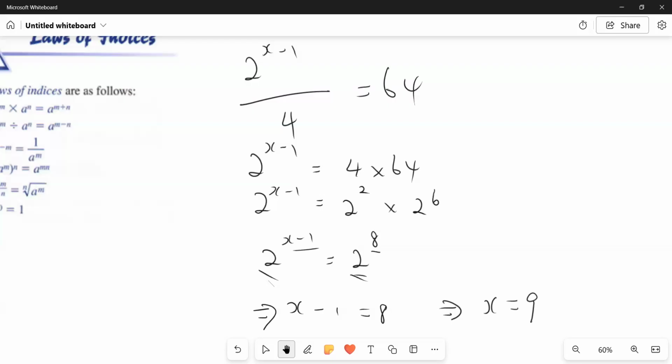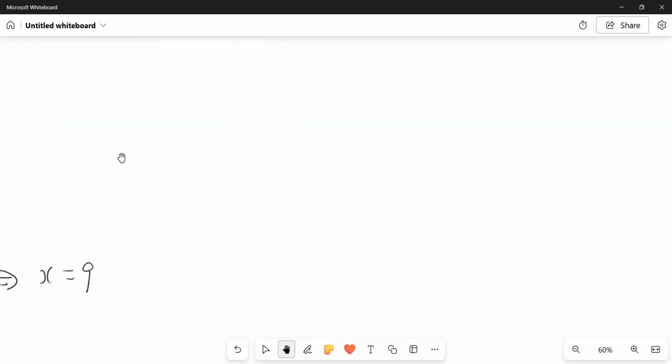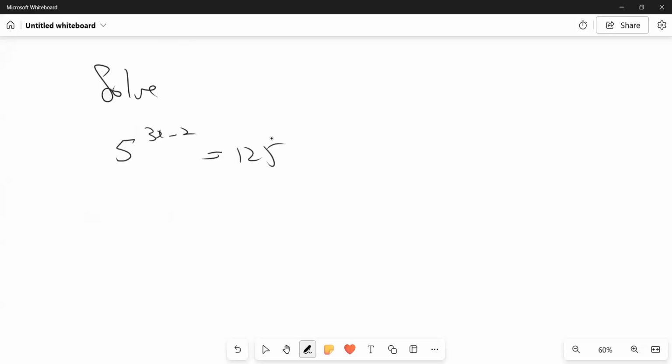Let's do one more. Let's do one. Let's say we have to solve 5 to the 3x minus 2 equal to 125. Look at that. Right?